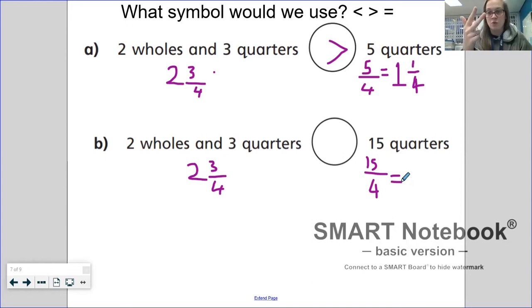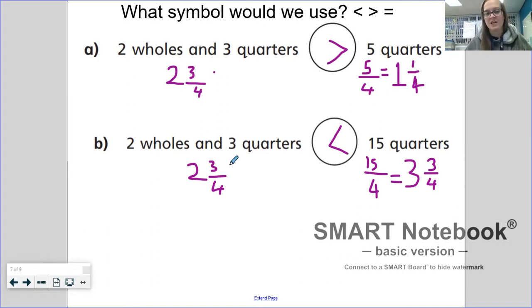4, 8, 12. So I know it's got 3 wholes. But I'm only on 12/4 here. So I know it's going to have some quarters left over there. So I've got 12, 13, 14, 15, 3/4. So 3 and 3/4. So which is the biggest one there?